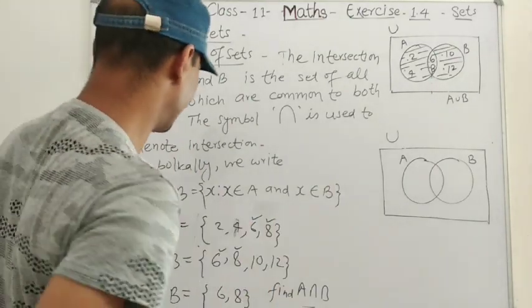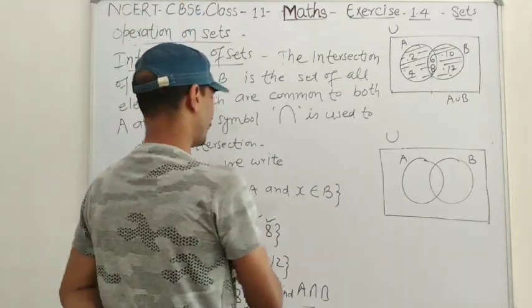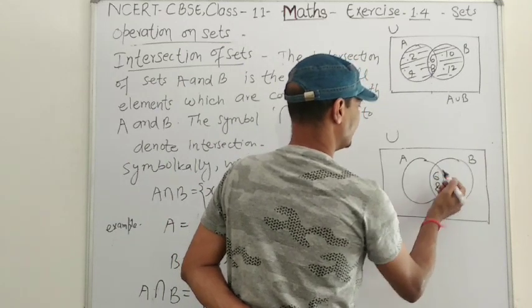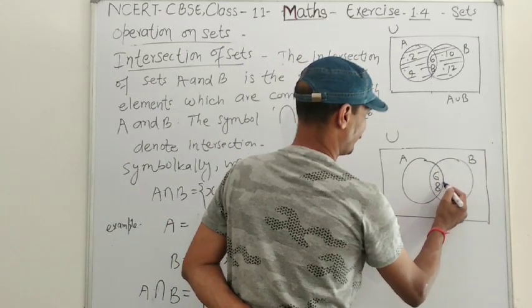But how to represent it by the Venn diagram? Set A has elements 2, 4, 6, 8. Which ones are common? Common means you can see here, this 6 and 8 is also coming here.